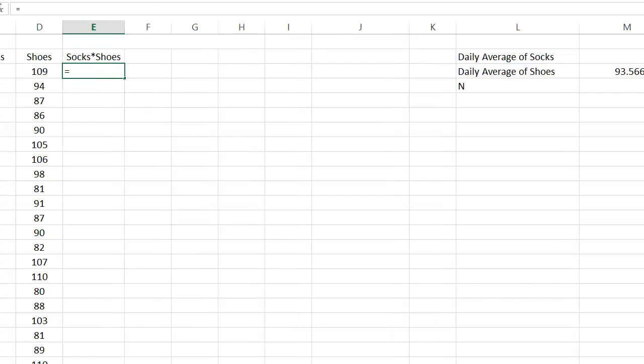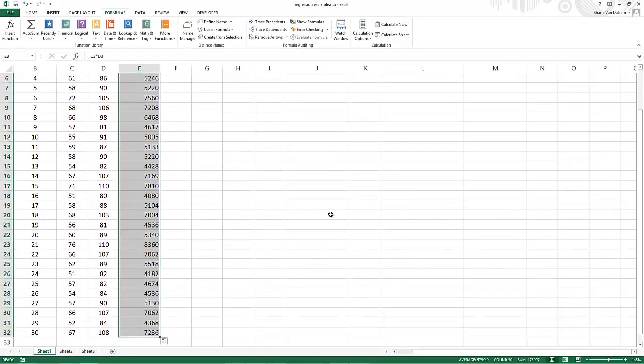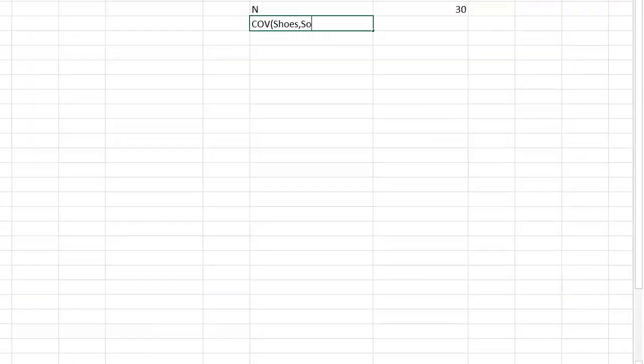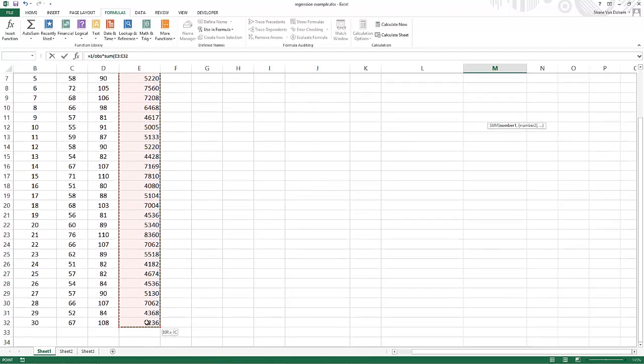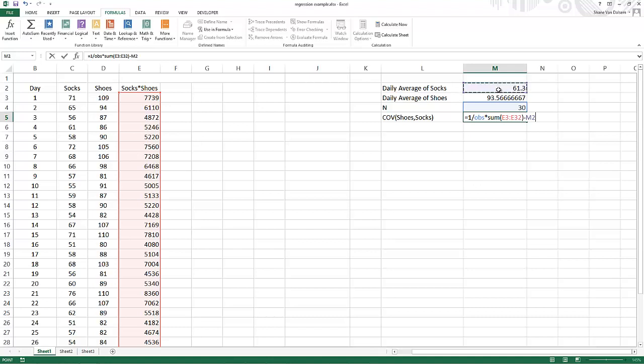And this is going to be equal to socks multiplied by shoes for each day. Notice I didn't put in socks and shoes, I just highlighted C3 and D3. I'm going to pull that down all the way. And so my covariance of shoes and socks is equal to 1 divided by obs multiplied by the sum of these products minus the daily average number of socks multiplied by the daily average number of shoes.